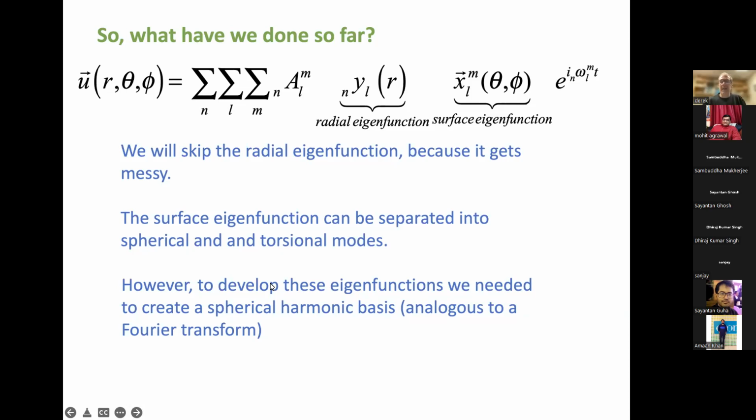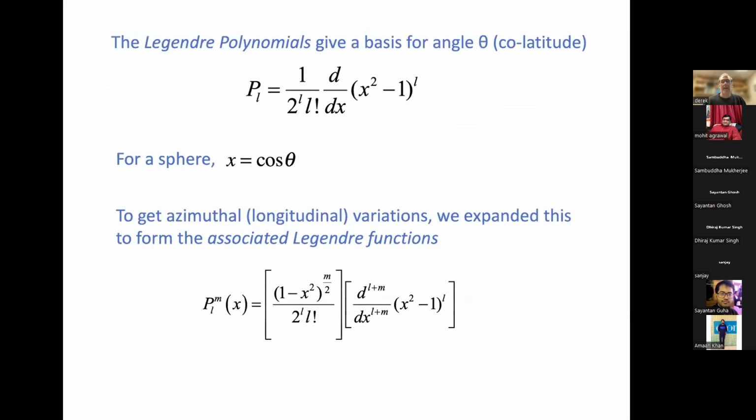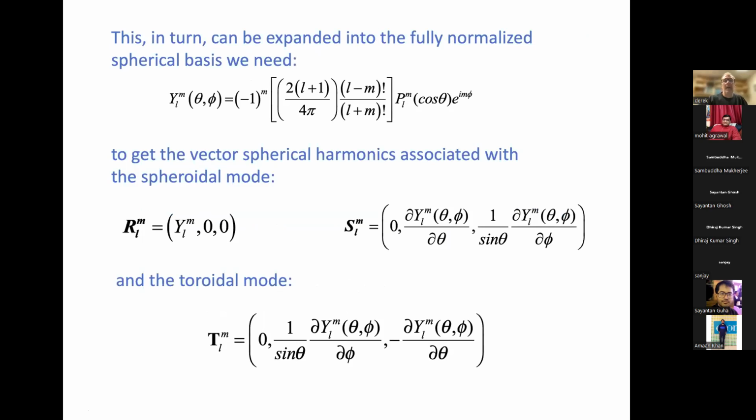And to develop these eigenfunctions, we needed to create a spherical harmonic basis. So we had to create that Y formula. And we started that out with the Legendre polynomial. And we calculated that for x equals cosine theta to get latitudinal variations. We expanded this to form the associated Legendre function. And then we expanded that even further to create the fully normalized spherical basis we need.